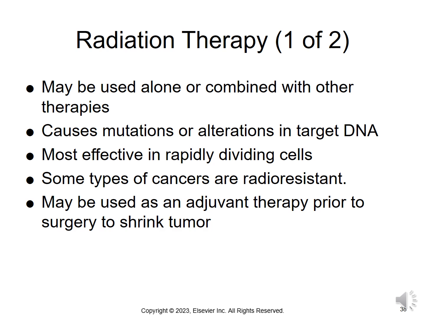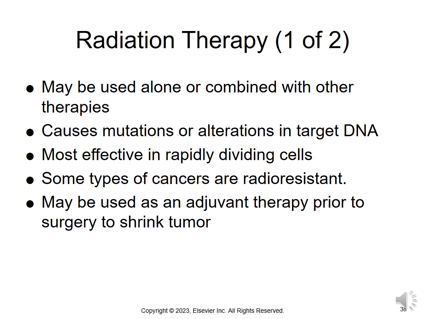Radiation may be used alone for some lymphomas or combined with other therapies to treat radiosensitive tumors. Radiotherapy can cause mutations or alterations in the targeted DNA, preventing mitosis or causing immediate cell death. Radiation can also damage blood vessels, cutting off the blood supply to the tumor cells and starving them. Radiation is the most effective on cells that are undergoing DNA synthesis or mitosis because it destroys the more rapidly dividing cells in the body, both tumor cells and normal cells.